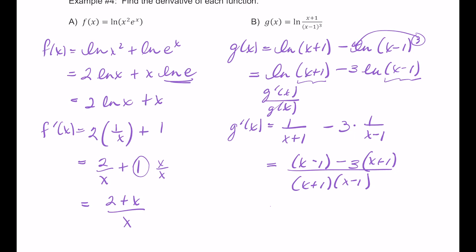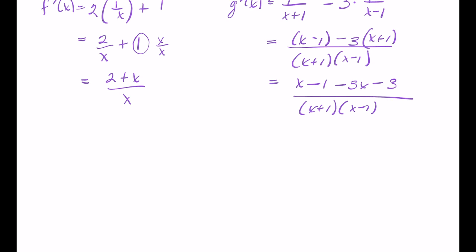So what I have is x minus 1 minus 3x minus 3 in the numerator. And then if I clean that up, I would get negative 2x minus 4 over x plus 1 times x minus 1. And that's it. And that brings us to the end of the video.